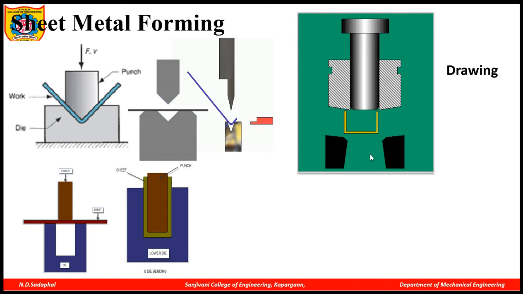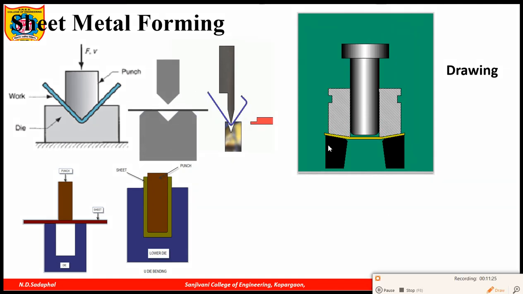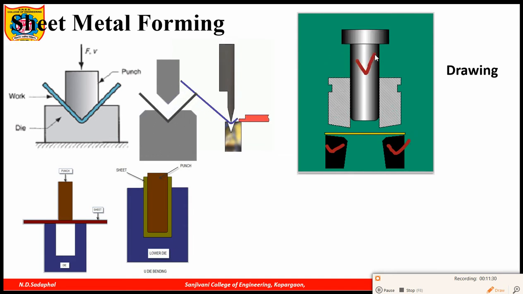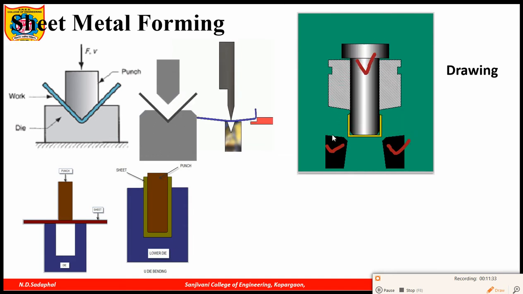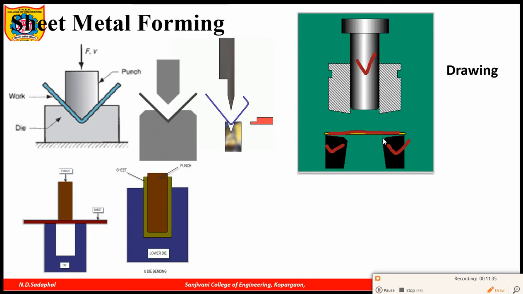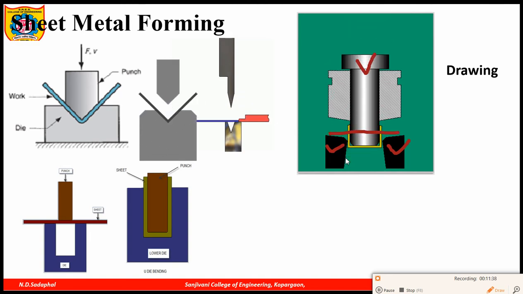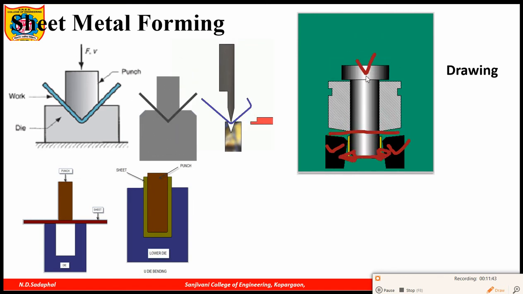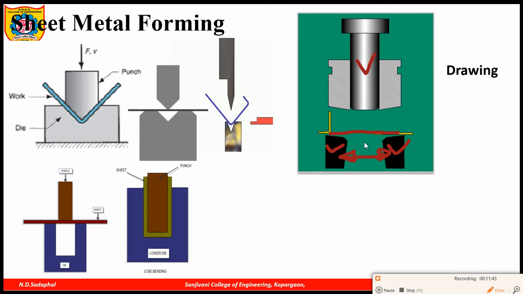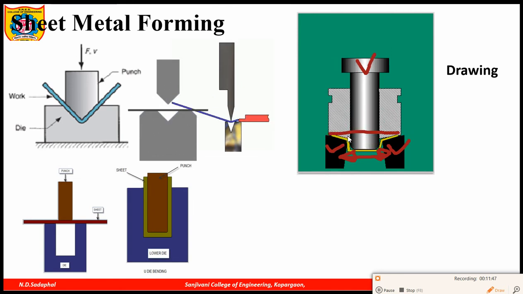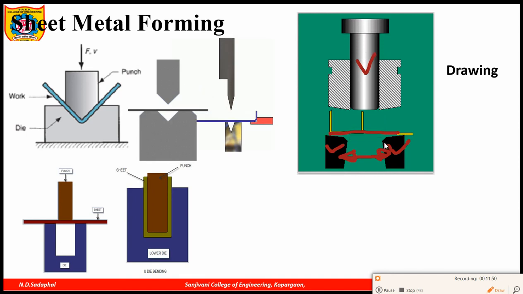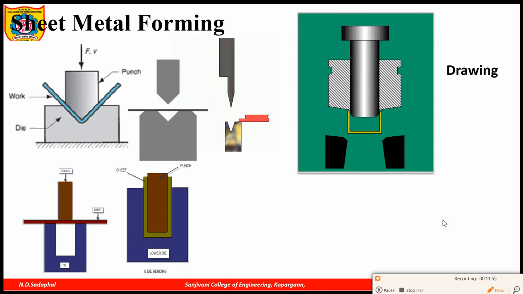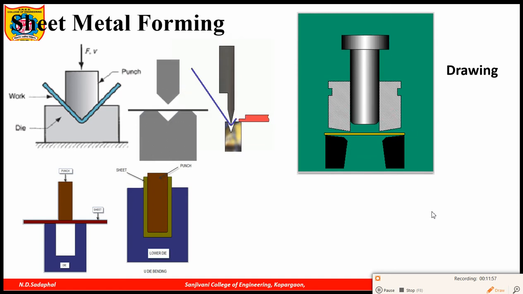Then drawing. Now you can see in drawing, these are the lower dies and this is the upper die, also called the punch. The workpiece is placed on the lower die. There is a clearance between the lower dies, this is the clearance, also called a gap. When the punch forces the sheet metal, the sheet metal is forced into the clearance between the two dies, and that particular shape is given to the workpiece. So it is called a drawing process.